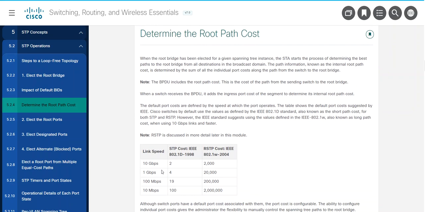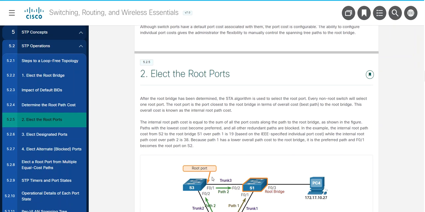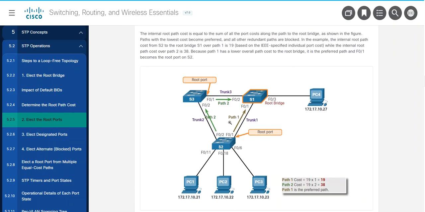So if you're looking at your link speed, you see the cost values associated here, and notice that the lower link speeds have a higher cost. So the faster link speeds have a lower cost. So ideally you want the lowest cost to get to the root bridge. So that helps us in determining which ones are the root ports. So the root ports are going to be the lowest cost value to get to the root bridge.